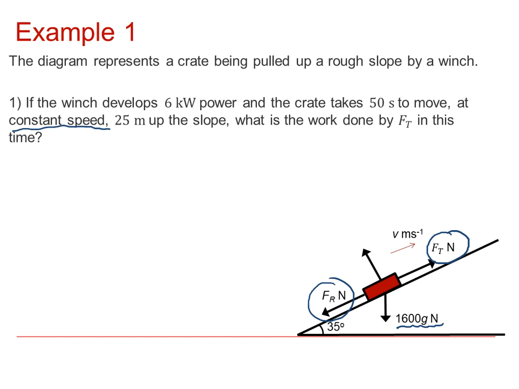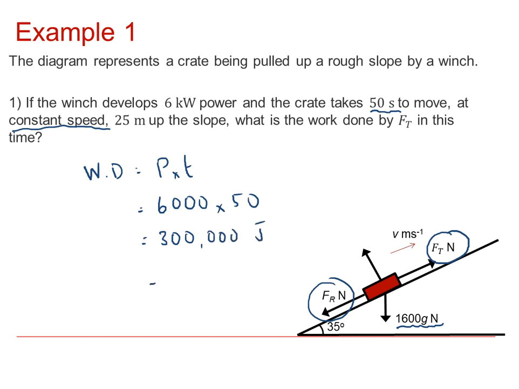then what is the total work done if it's working at 6 kilowatt power and takes 50 seconds to move. So we have that the work done is equal to power multiplied by time. So that's 6 kilowatts, so 6,000 multiplied by 50 seconds gives 300,000 joules, which of course is 300 kilojoules. So the total work done over the 50-second period is 300 kilojoules.